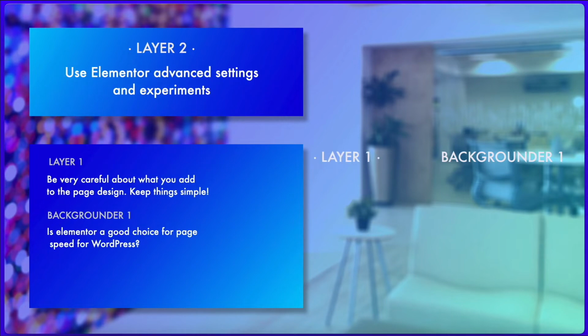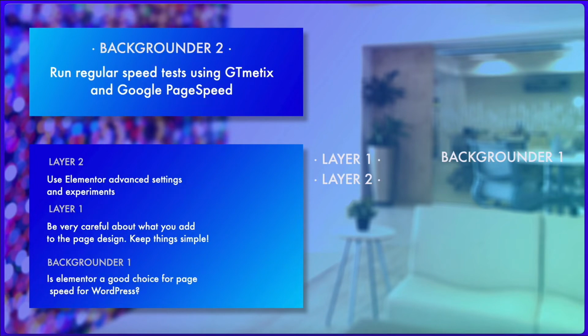Layer 2 then comes next, is using the Elementor advanced settings and experiments so that you can actually speed up the whole of Elementor with something that's built in at the back end. Backgrounder 2, we're going to run regular speed tests and how to do that, using GTmetrix and of course using Google PageSpeed.